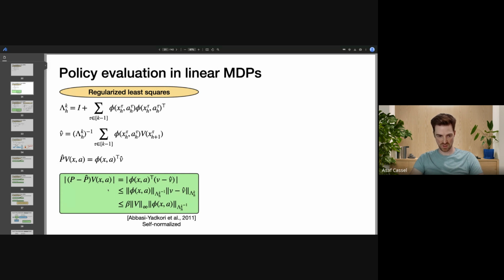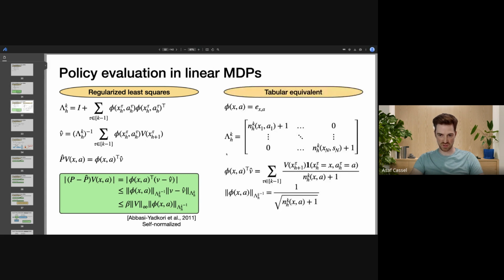Essentially, our uncertainty looks like this: beta, which is just a constant, a polynomial of course that we'll care about, but something well behaved, times the size of the value we're trying to do backups with respect to, times this weighted feature norm. If you do a lot of linear regression, this might be very familiar, but I think it's nice to see how it looks in the tabular case.